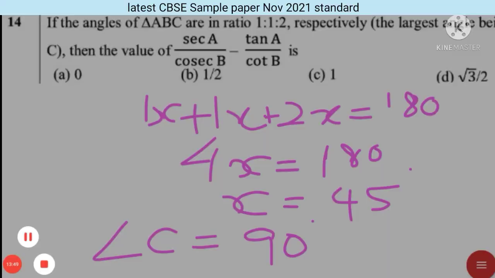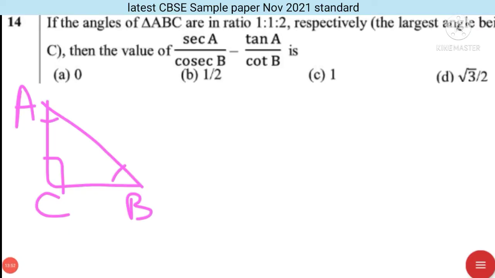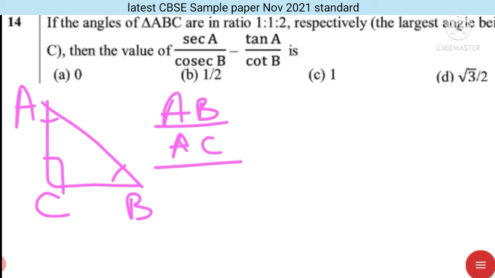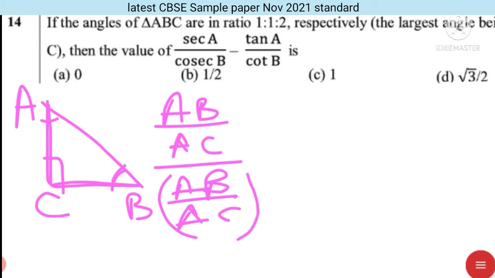So let's draw the figure. Now let's find the value of secant A upon cosec B. Secant is the opposite of cos, which is base upon hypotenuse. So secant A will be hypotenuse upon base, that is AC upon... divided by cosec B. Cosec B means hypotenuse upon perpendicular, where base is BC and perpendicular is AC. So it will be AB upon AC again, right? So you can see that these two are going to get cancelled.